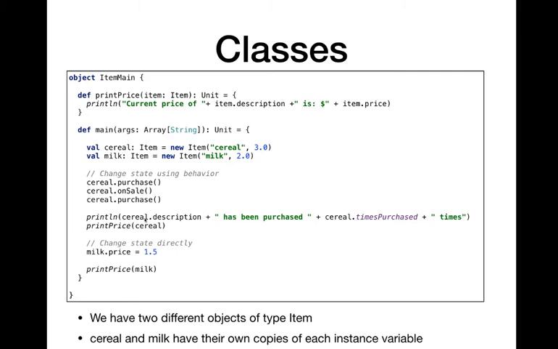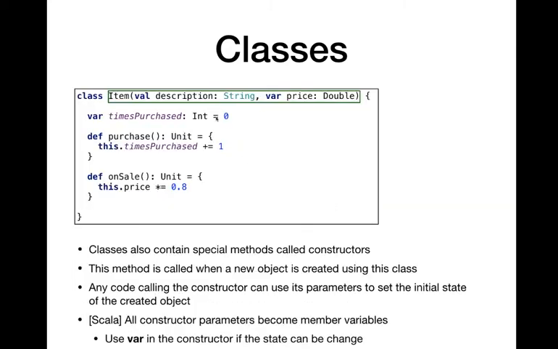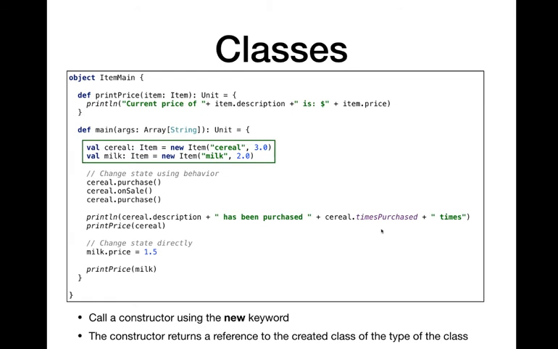This times purchased is initially 0, and then each time I called purchased, so for each of those customers, I'm going to increment times purchased by 1. I'm going to add 1 to that times purchased variable. So then when I access this times purchased variable, I should be printing out 2 there. This should be saying cereal has been purchased 2 times.